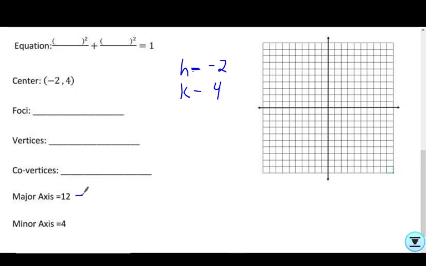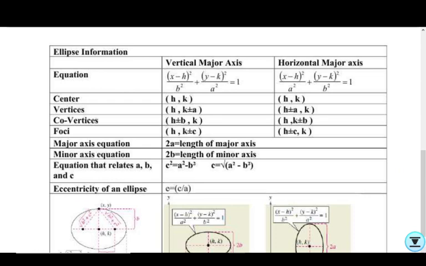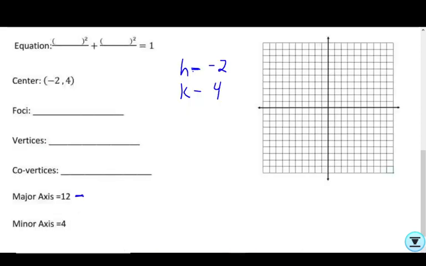If you look at your formula chart, the major axis is always 2a, and our minor axis is 2b. So we come back over here, which means that this is 2a, which means that a has to be 6. This is 2b, which means b equals 2.